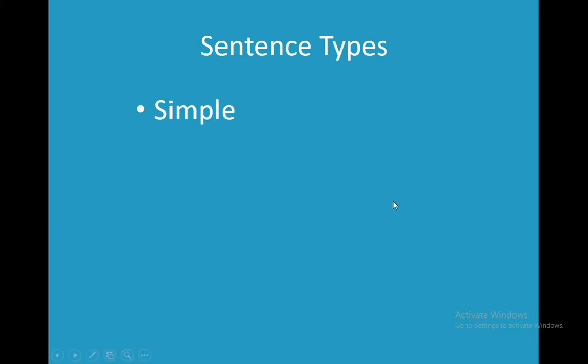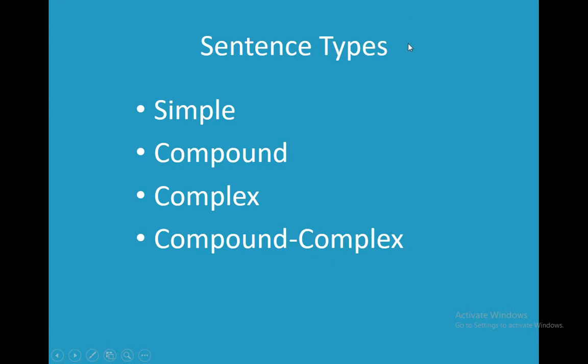Actually, today we have sentence types. We have four sentence types. The first one is simple, the second one is compound, the third one is complex, and the last one is compound complex. All four types, each one of them has its own structure. Today we are going to learn about the first three types: simple, compound, and complex. Now let's move to see each structure of each type.